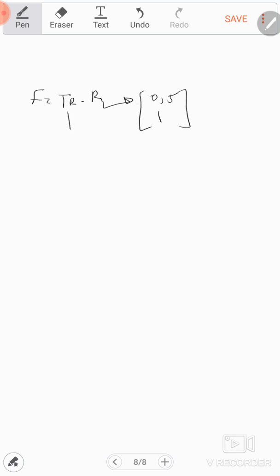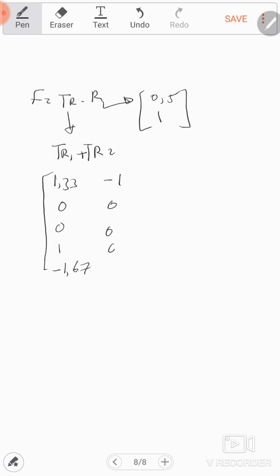Okay, and TR is the internal forces that I already found in the previous steps. It's TR1 plus TR2. Now I should substitute for TR1 1.33, 0, 0, 1, minus 1.67. How can we put these values? Let me continue, and now I will show you. It depends on the names of members.